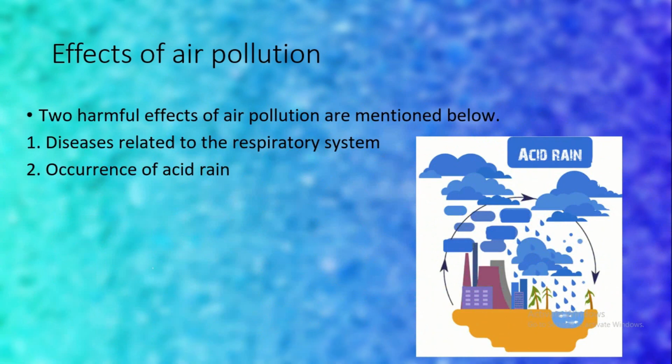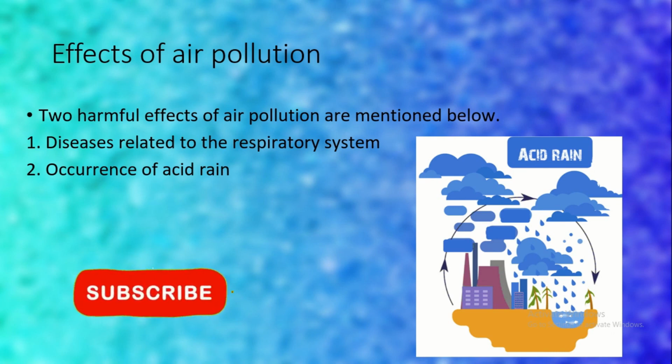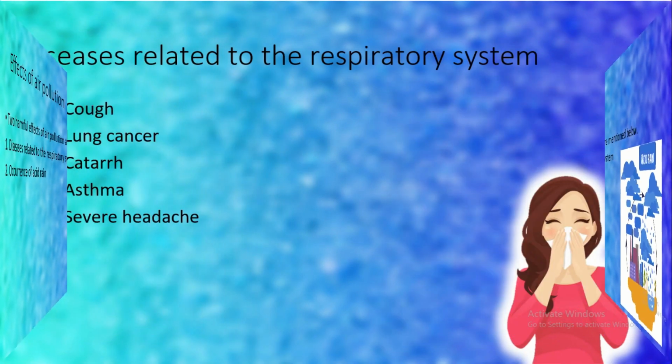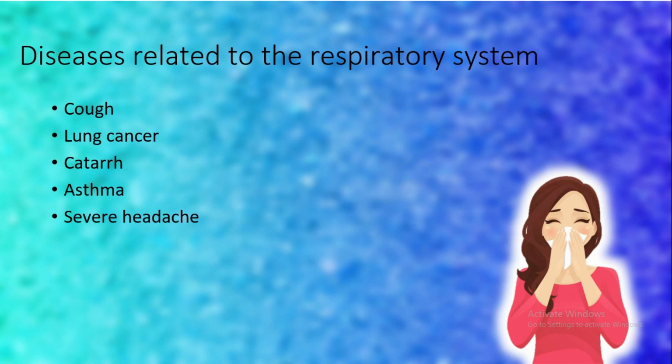Then let's learn about the effects of air pollution. Two harmful effects of air pollution are mentioned below. First one, diseases related to the respiratory system. Second one, occurrence of acid rain. Diseases related to the respiratory system and occurrence of acid rain are the two main harmful effects of air pollution.